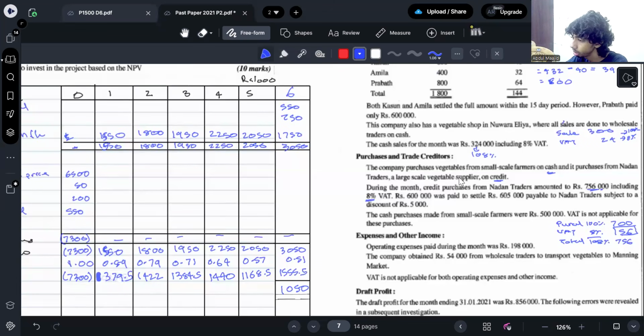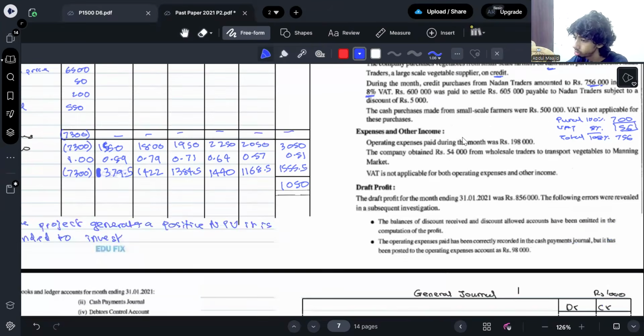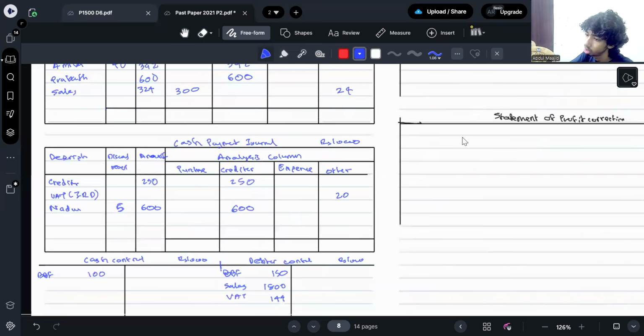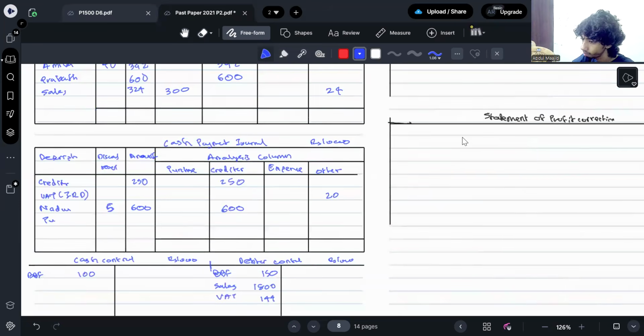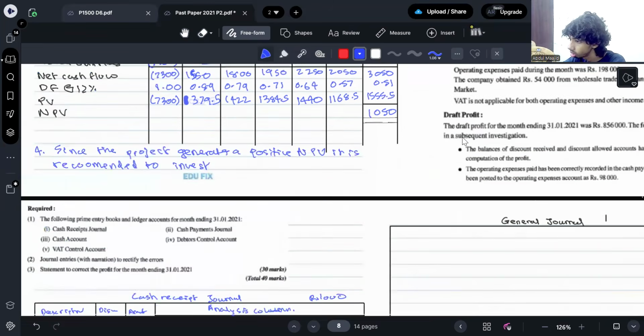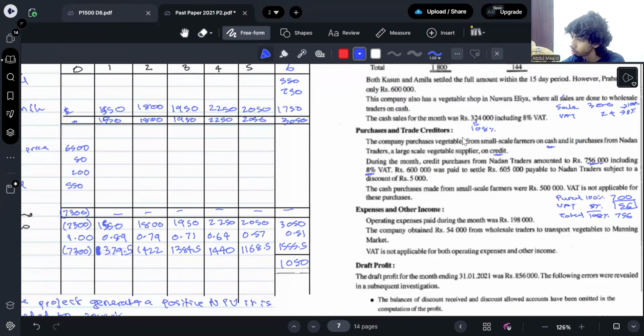VAT is not applicable for this purchase. Then there is no VAT. You can just say purchases 500. Then expense and other income.